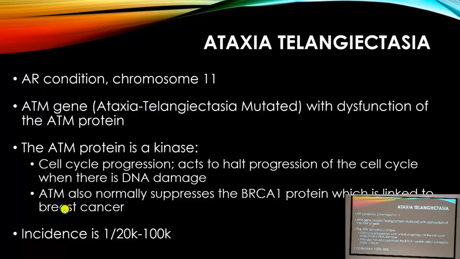The ATM gene and protein is also normally involved in suppressing the BRCA1 protein. Have you heard of that? Yeah. And that's why we'll see that ataxia telangiectasia is also linked to breast cancer. Okay, I think a little typo in your handout. So the incidence is 1 in 20,000 to 100,000. But again, don't spend any time trying to remember that.